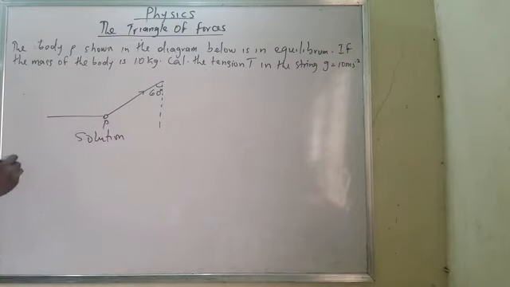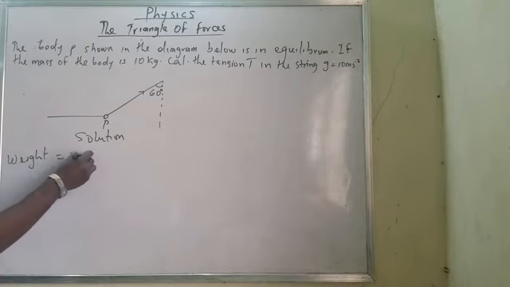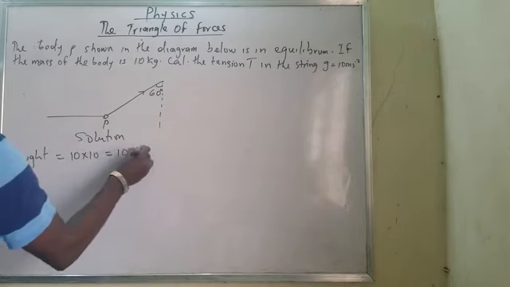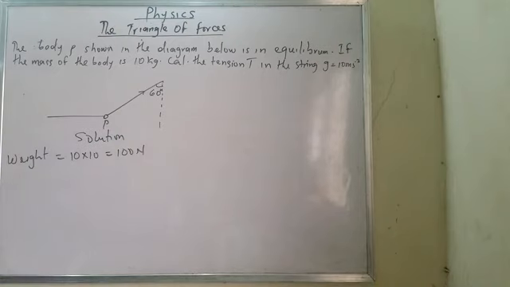Now, don't forget my weight, which is very important. It will be 10 multiplied by 10, which is equal to 100 Newton. Take note of that. That is my weight. Now, the weight of the body P acts downward, and don't forget that the force acts in the horizontal direction. This is going to be my F.